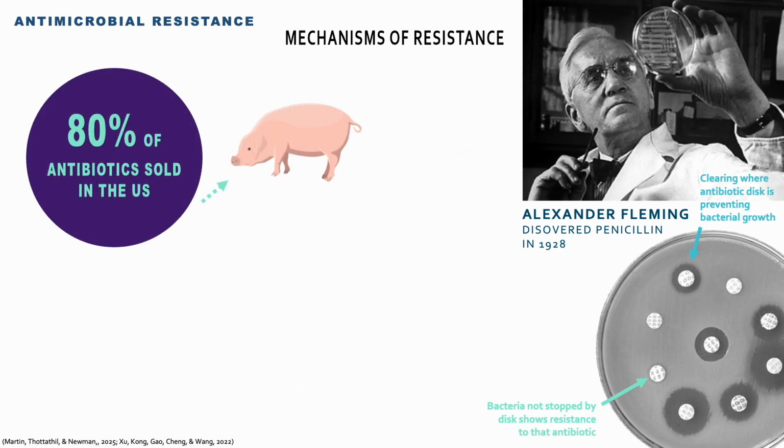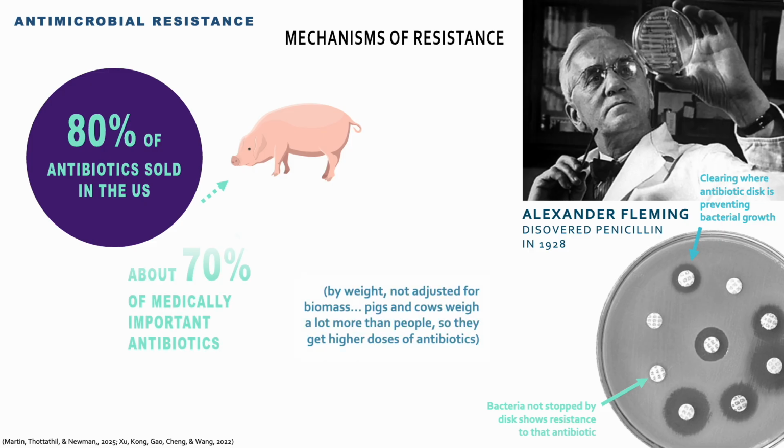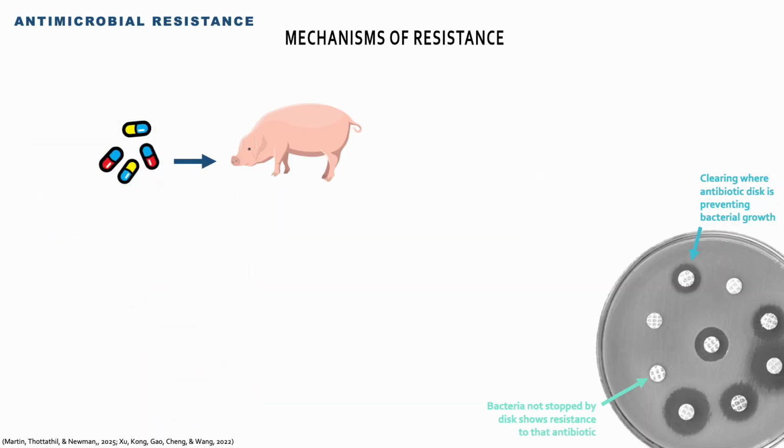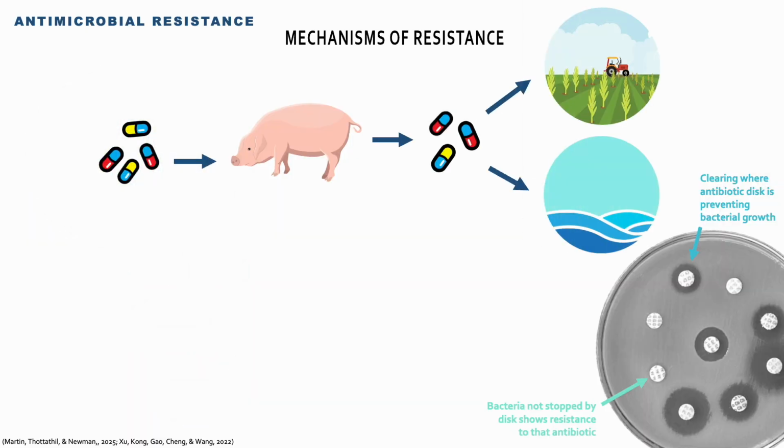In 2015, about 80% of all antibiotics sold in the US were used in food producing animals. About 70% of those were medically important antibiotics. About 75% of antibiotics an animal consumes are excreted from the body in their feces and urine, which contaminates the surrounding environment, including water and manure that's later going to be used as fertilizer for food crops.